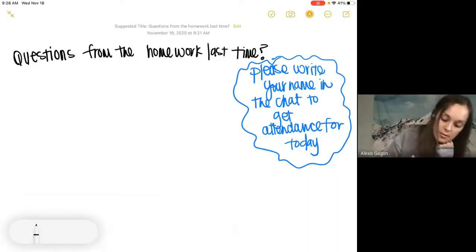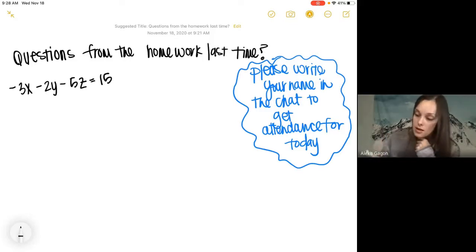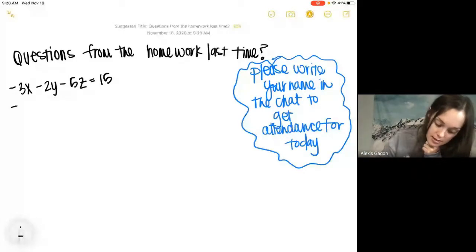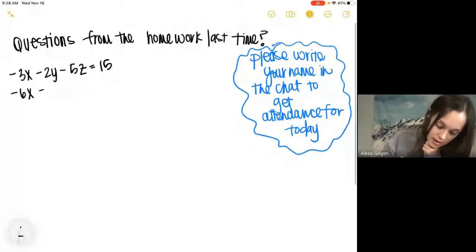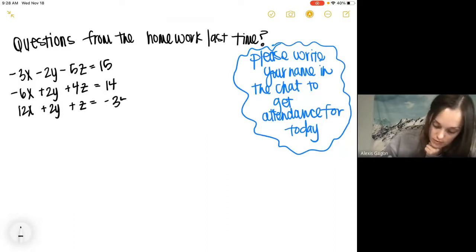Okay. Negative 3x minus 2y minus 5z equals 15. And I would write this down with me. Negative 6x plus 2y plus 4z equals 14. And 12x plus 2y plus z equals negative 34.